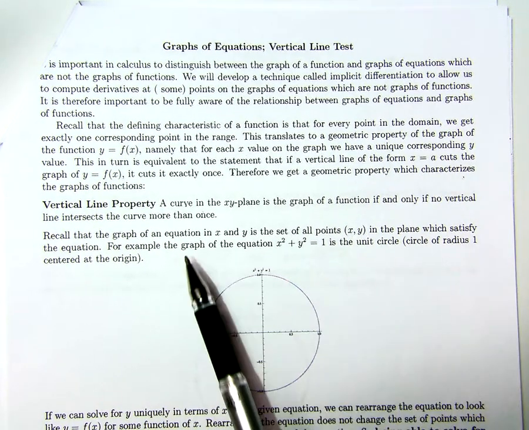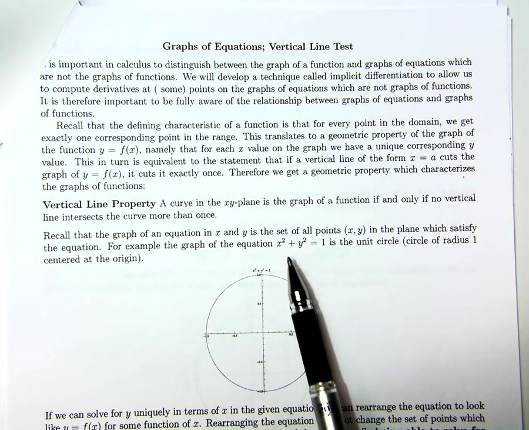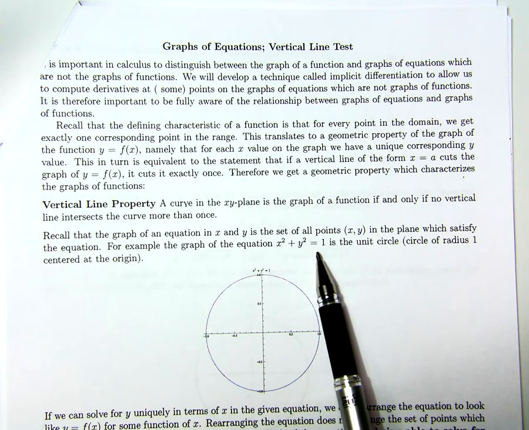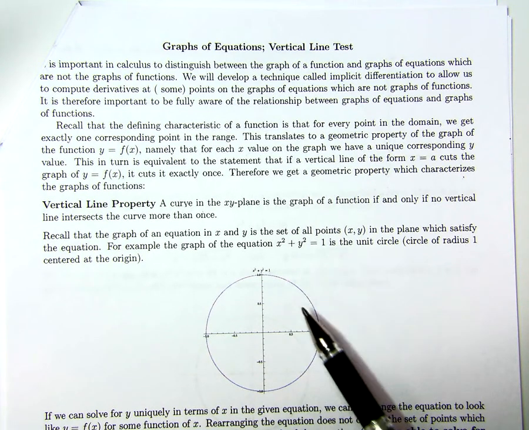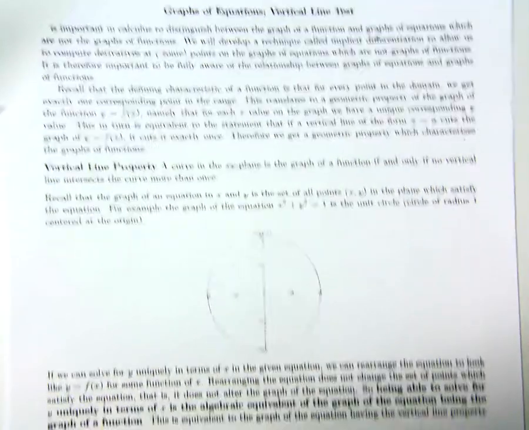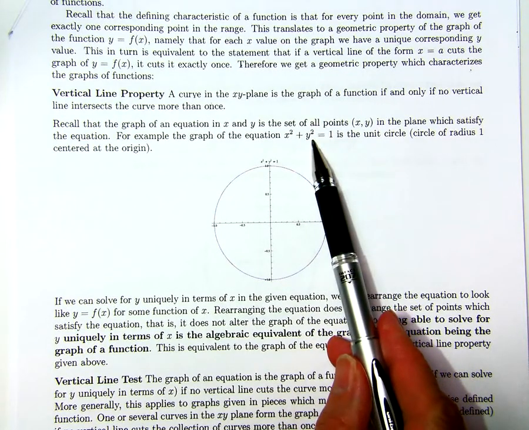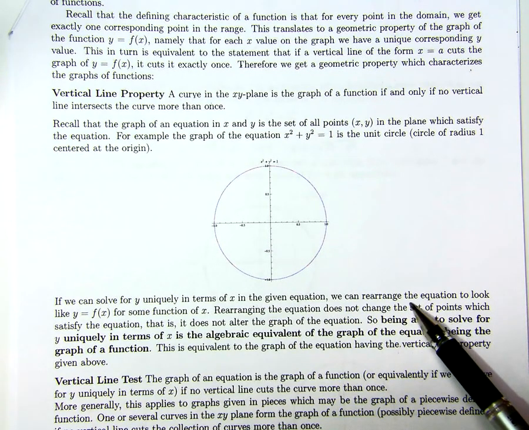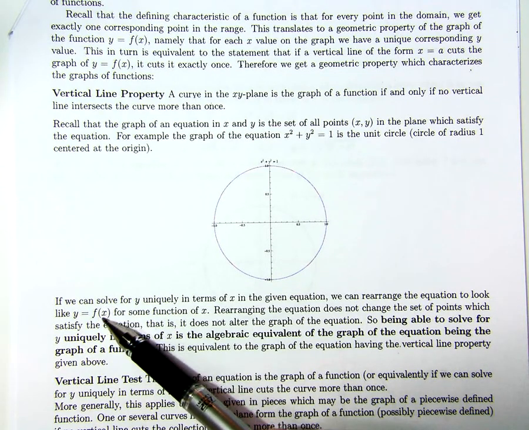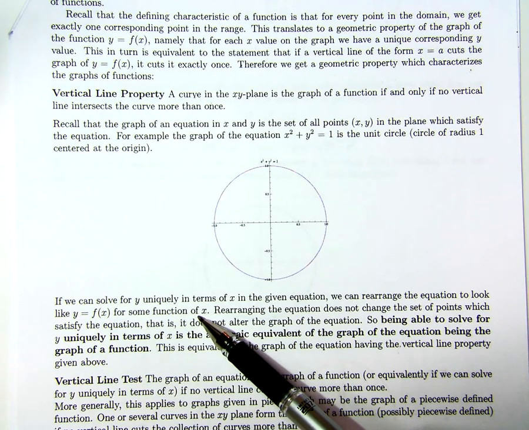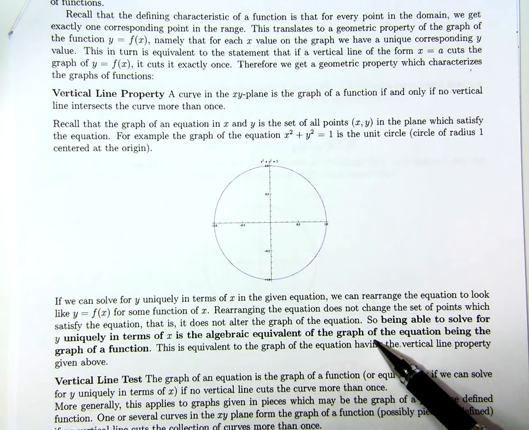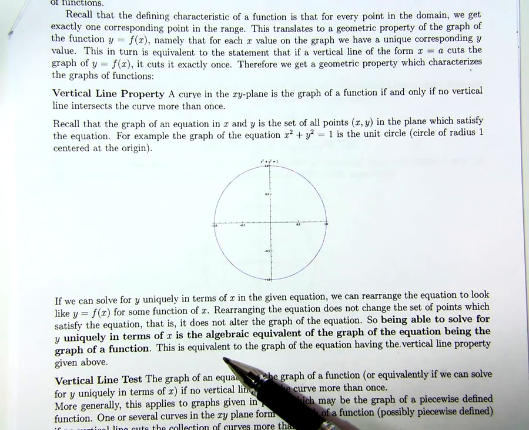Remember, when we talked about graphs of equations, when you have an equation in x and y, the graph is the set of all points x, y which satisfy the equation. So for example, if the equation is x squared plus y squared equals 1, the graph is this unit circle. And if you can look at the equation and solve for y uniquely in terms of x, then you can rearrange the equation to look like y equals some formula in x, and then this equation describes the graph of a function. So being able to solve for y uniquely in terms of x is the algebraic equivalent of the graph of the equation being the graph of a function.